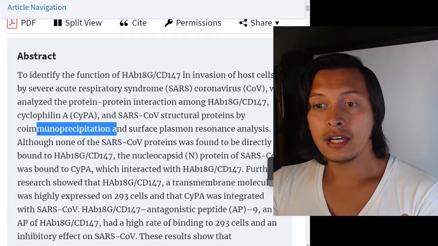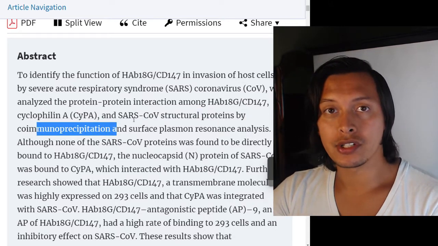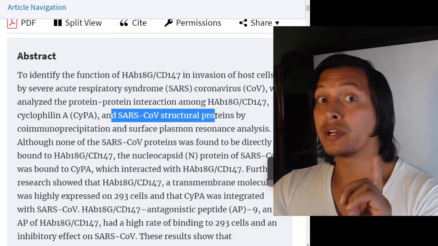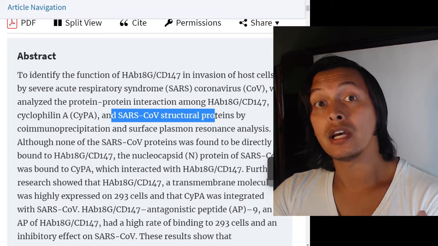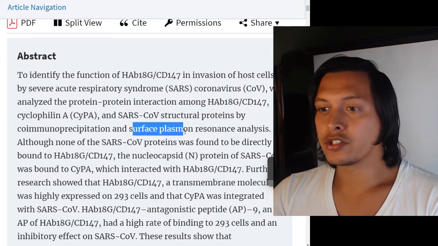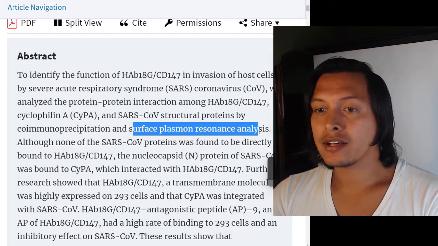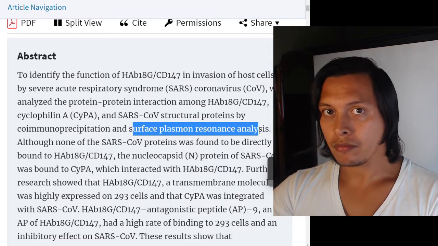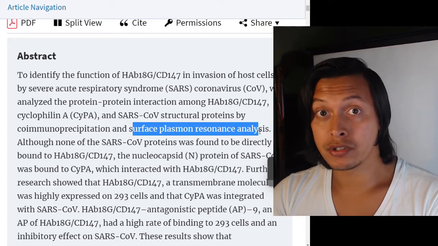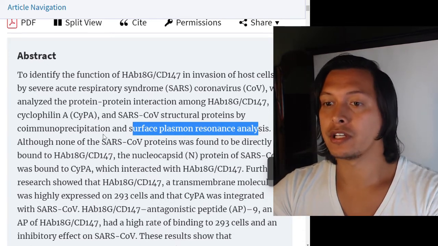That's what they did here. They did co-immunoprecipitation studies of the SARS-CoV structural proteins, so not just the spike protein, but the other structural proteins as well. And they also used surface plasmon resonance analysis, which is just another way to quantify how strongly proteins or things are interacting with each other.